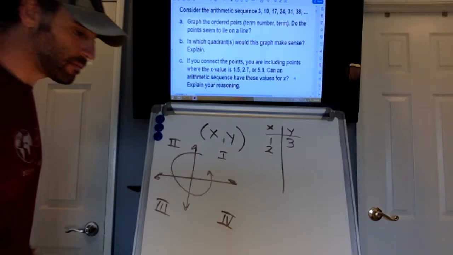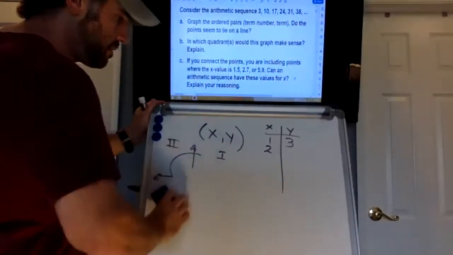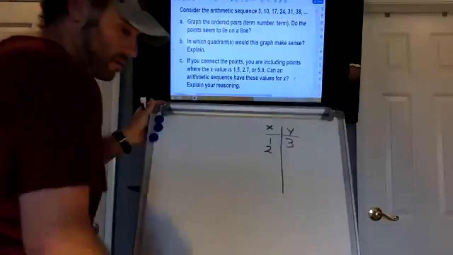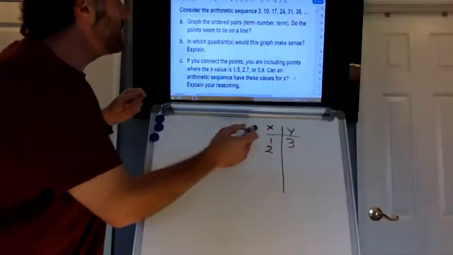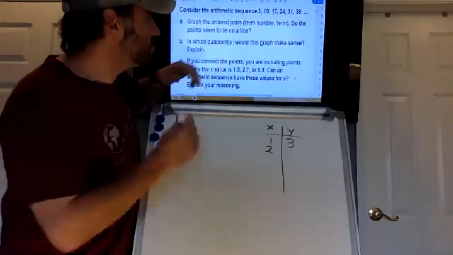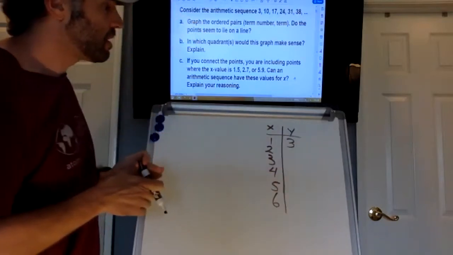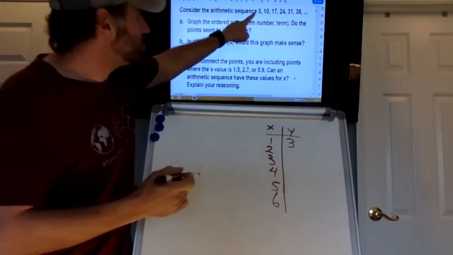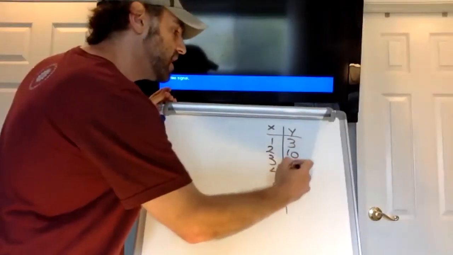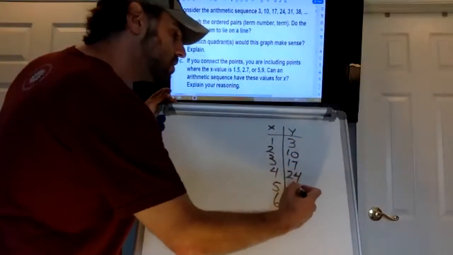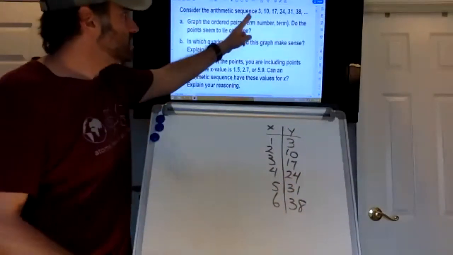That's really good. All right, as you're working on this, let's address A. Okay, so I see 1, 2, 3, 4, 5, 6 terms. So X is going to be the term number: 1, 2, 3, 4, 5, 6. And then you can just see what each term is. The first term is 3, and then it appears we're adding 7 each time. So 10, 17, 24, 31, 38. Okay, so you can see what you're adding each time.